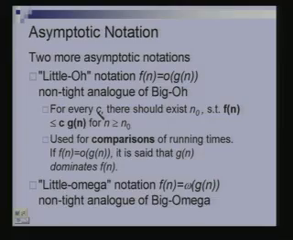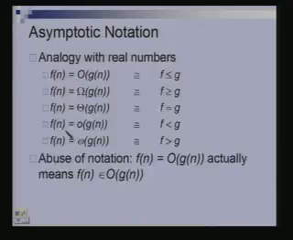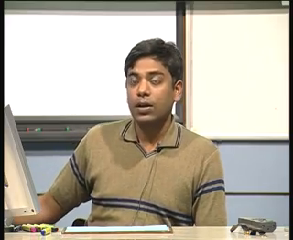So the formal definition for little o is that for every constant c, there should exist some n naught such that f of n is less than c times g of n for n more than n naught. How is it different from big O? There it said there exists a c and an n naught such that this is true. Here we want to say for every c there should exist an n naught for which this is true. Okay, great.